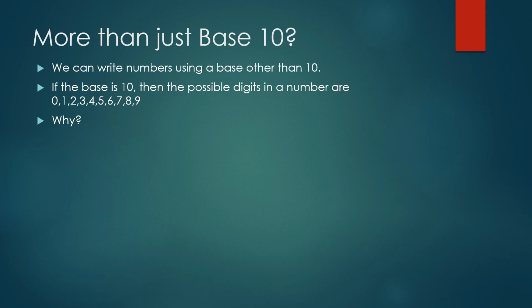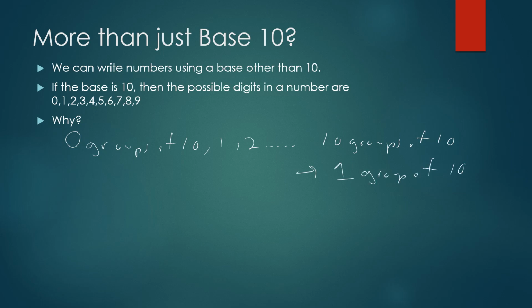Now, why is that? Well, that's because we can have 0 groups of 10, or 1, or 2, or 3. But as soon as we get to 10 groups of 10, that actually jumps to the next place value, simply one group of, in this case, 100. Now 100 is the same thing as 10 squared. So essentially, we only have these digits because we can always jump to the next place value.